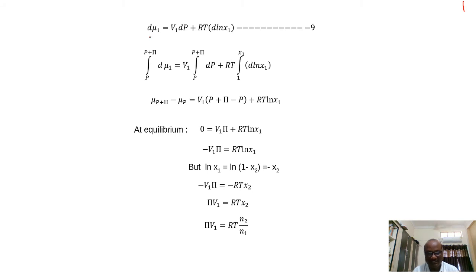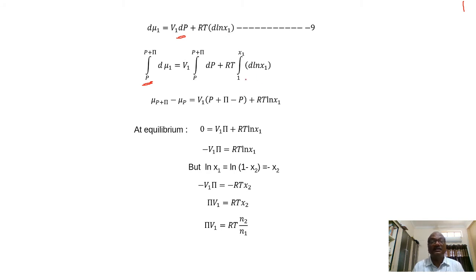P plus π: the pressure is increasing on the solution due to flow of solvent molecules from the solvent to the solution compartment. So the limits will be P to P plus π. Means like this also we can say, P is the pressure of the solution before osmosis, and P plus π is the pressure developed on the solution after osmosis, right? So from P to P plus π, dμ1 is equal to V1 into pressure, integral of dP from P to P plus π, plus RT, integral of d ln x1.